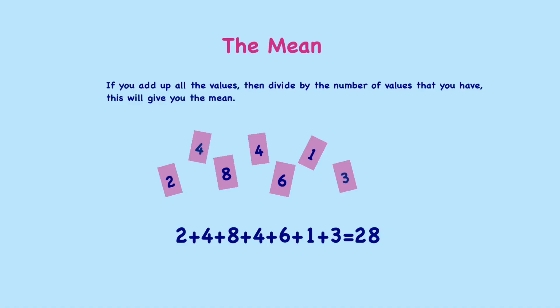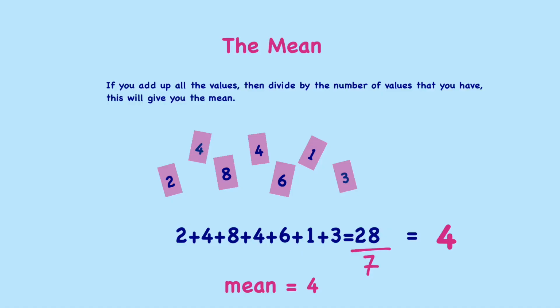So then the next bit is you have to divide by the number of values. So we have 1, 2, 3, 4, 5, 6, 7 values. So we divide by 7. And that will give me an answer of 4. So the mean is 4.